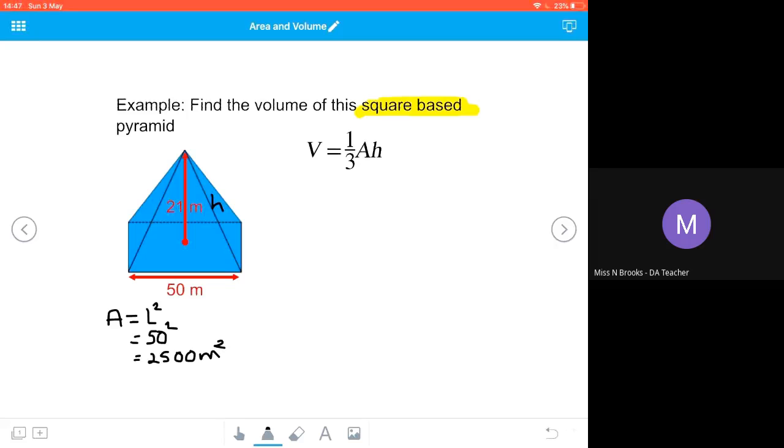So then I'm going to substitute it into my formula, and I'm going to say V equals a third multiplied by 2,500 multiplied by 21. And that gives me a total volume of 12,500 cubic meters.